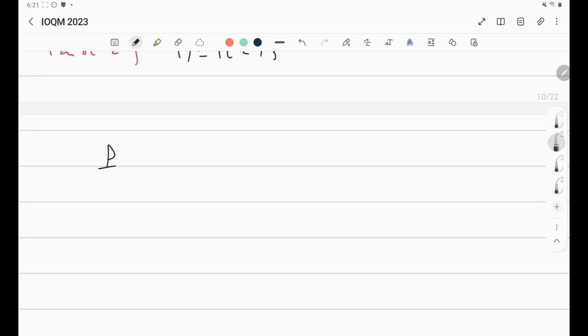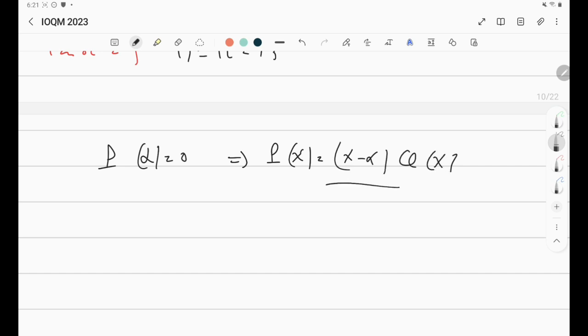So let's discuss a little about polynomials. Remember, if you know that P of alpha is 0, then that means P of x, you can factorize x minus alpha. So you can write it as x minus alpha times something, because now if you plug in alpha, it's going to be 0. But what if I told you P of alpha equals beta?